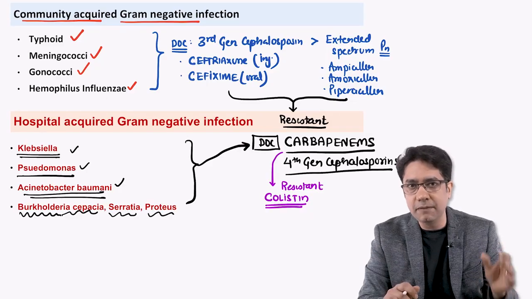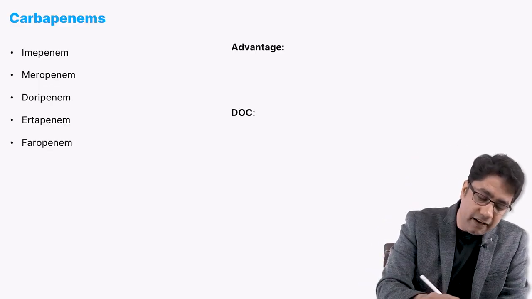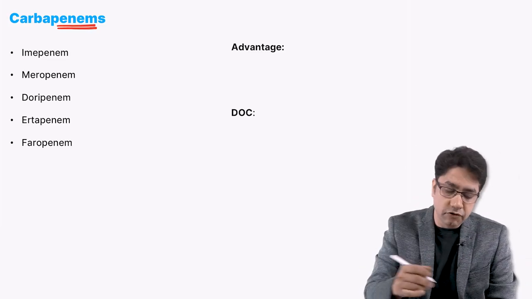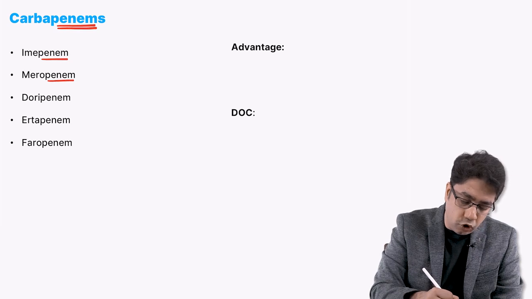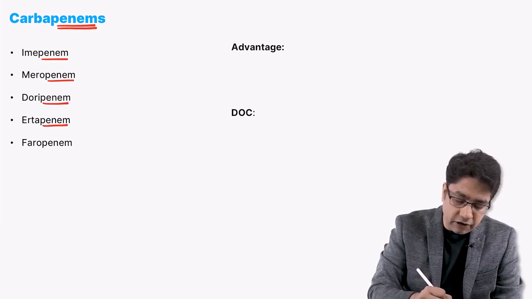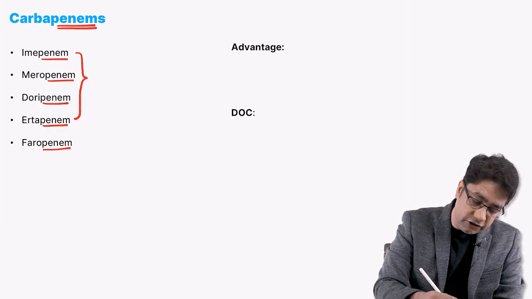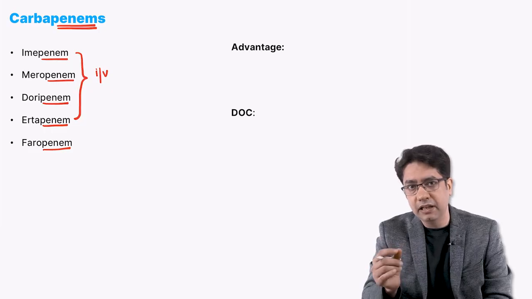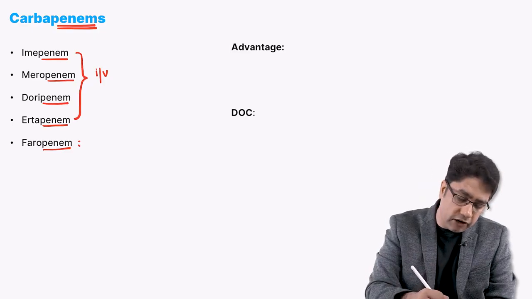So let's talk about carbapenems, keeping this in mind. In carbapenems, any drug, remember, will end with the word penem. So very famous drugs: imipenem, meropenem, doripenem, ertapenem, faropenem. All these first drugs are given by injections. They are given IV. But which carbapenem can be given like food? Food means oral. F for food, F for faropenem. Faropenem can be given orally.